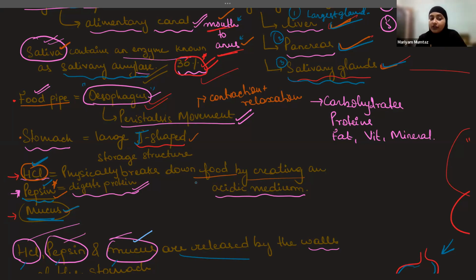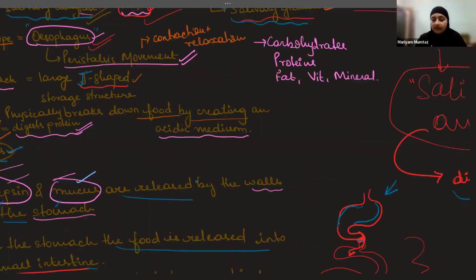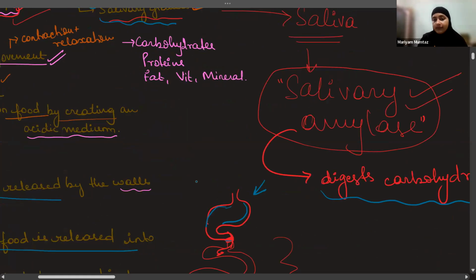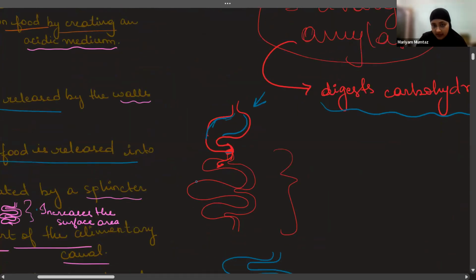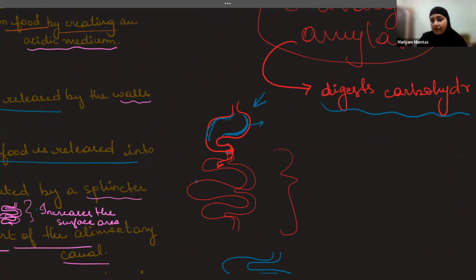Now, what is the function of the mucus? For example, if this is the stomach, this whole area inside the stomach will be protected with the help of mucus. It will form a lining so as to protect the walls of the stomach from the activity of the hydrochloric acid. In this way, the hydrochloric acid only acts on the food and not on the wall of the stomach. Clear?